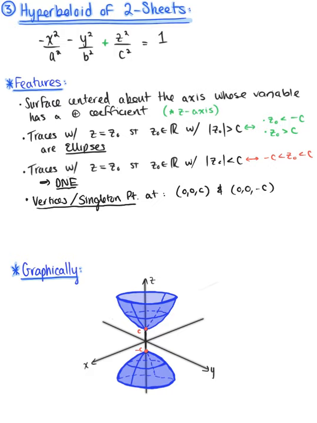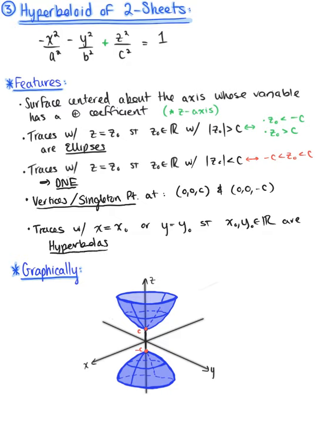So this is just for traces associated with z values, but what about x's and y's? I want you to note, last but not least, that traces with x being equal to x0 or y being equal to y0, such that x0 and y0 are real numbers, are hyperbolas. All right, so these are some of the important features to keep in mind for your hyperboloid of two sheets.